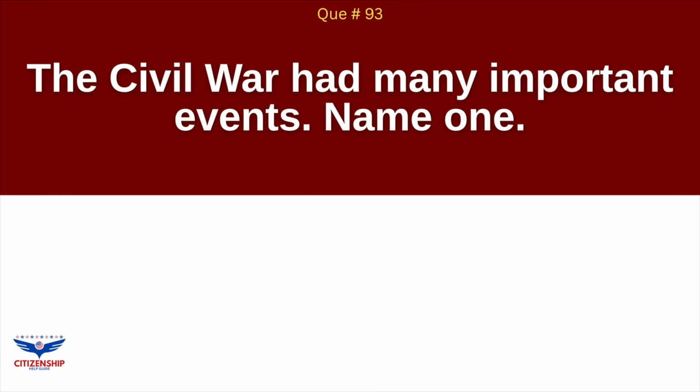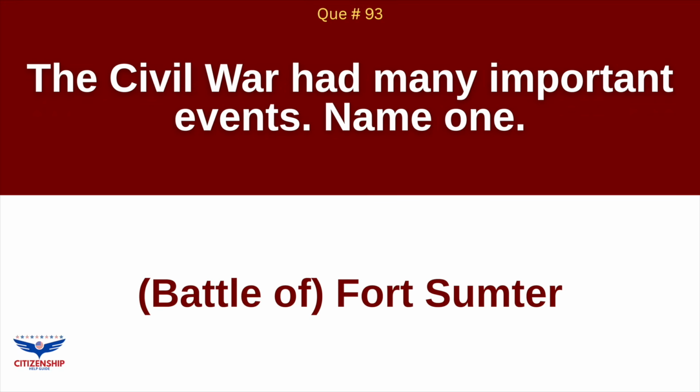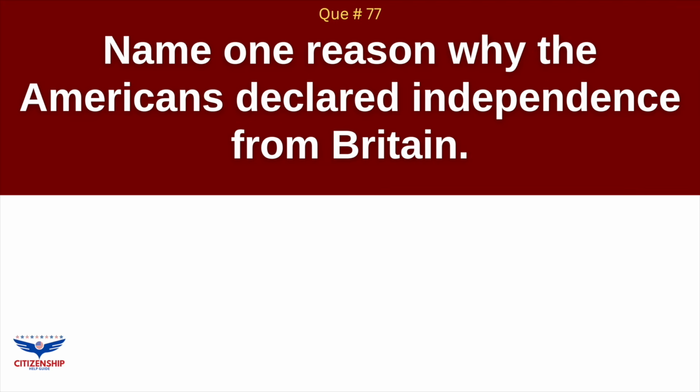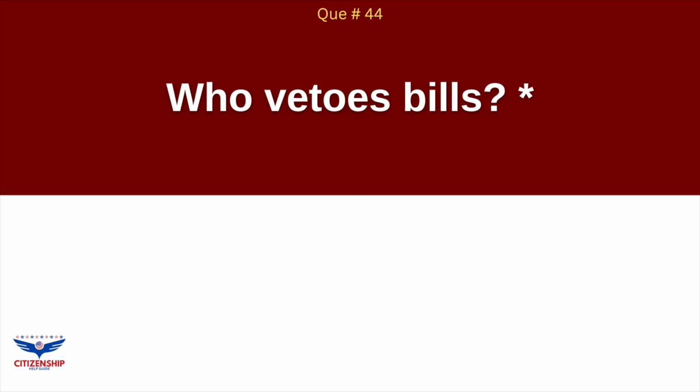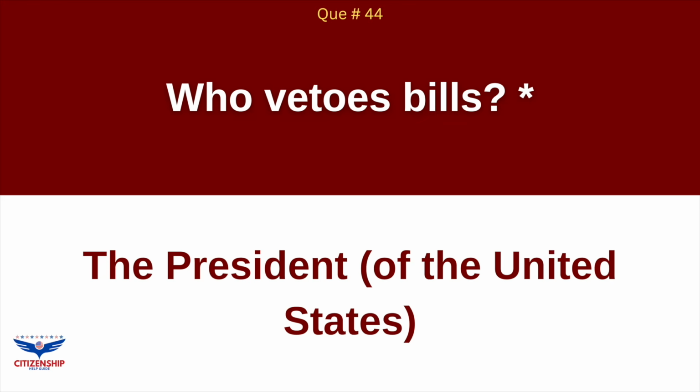The Civil War had many important events. Name one. Battle of Fort Sumter. Name one reason why the Americans declared independence from Britain. High taxes. Who vetoes bills? The President of the United States.